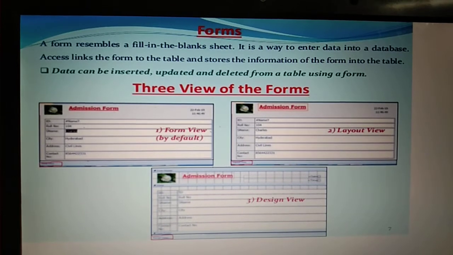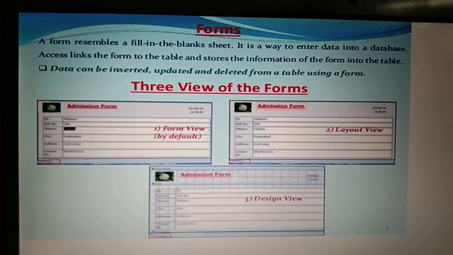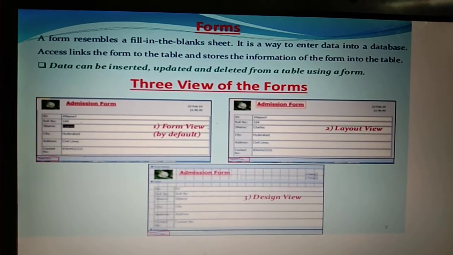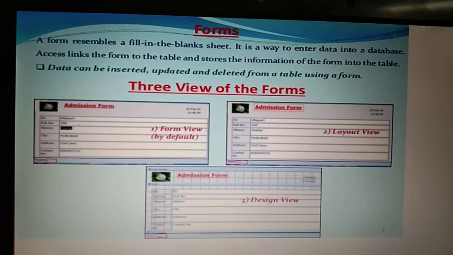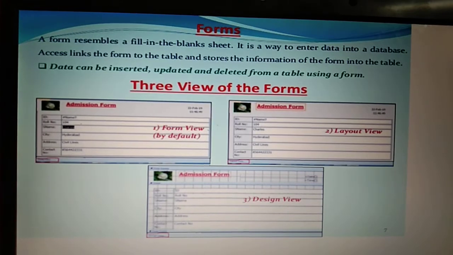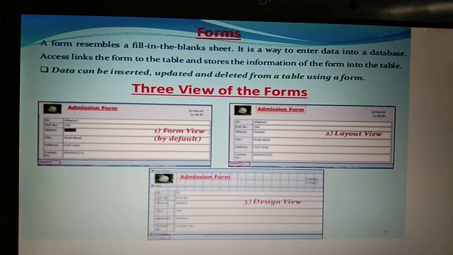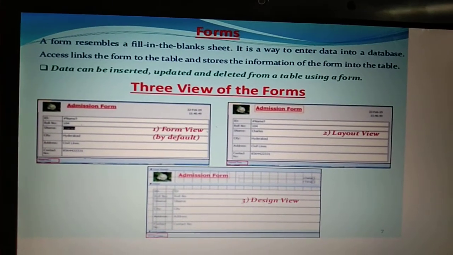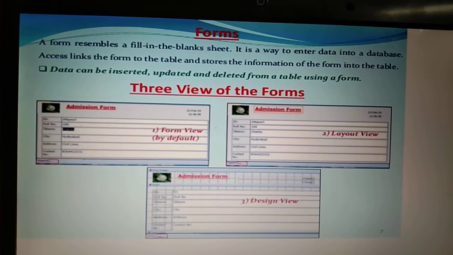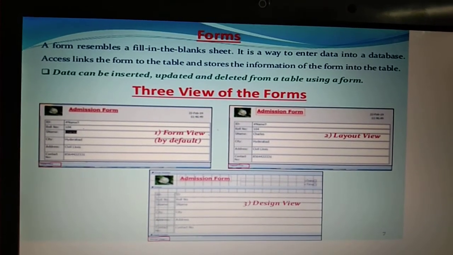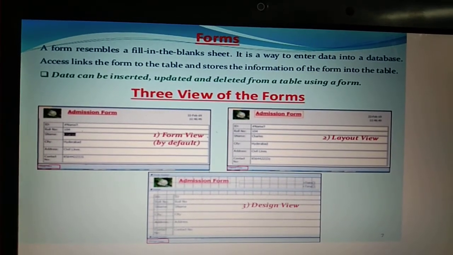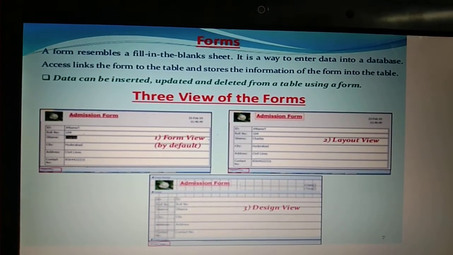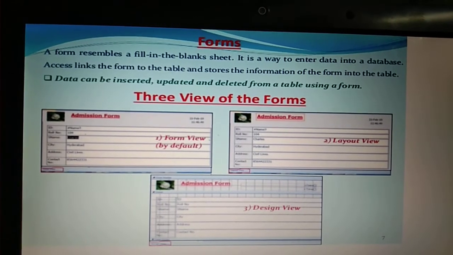The second one is the layout view. It is used to change the look and feel of a form. The third one is the design view. It is used to adjust the design of your form. So these three views play a very important role in designing a form. Now the question arises how to create a form. If you want to create a form, select a table or a query from the navigation pane.